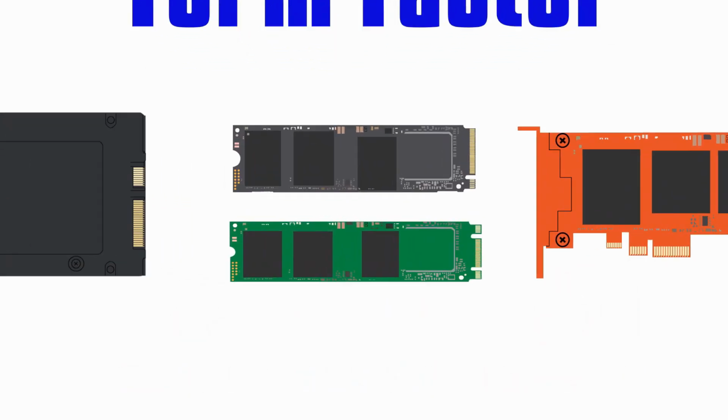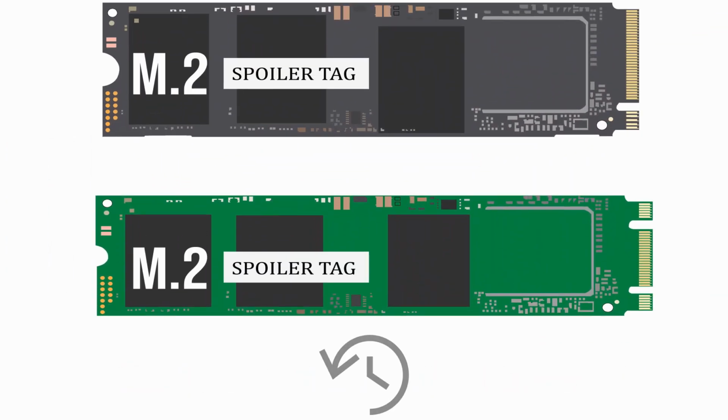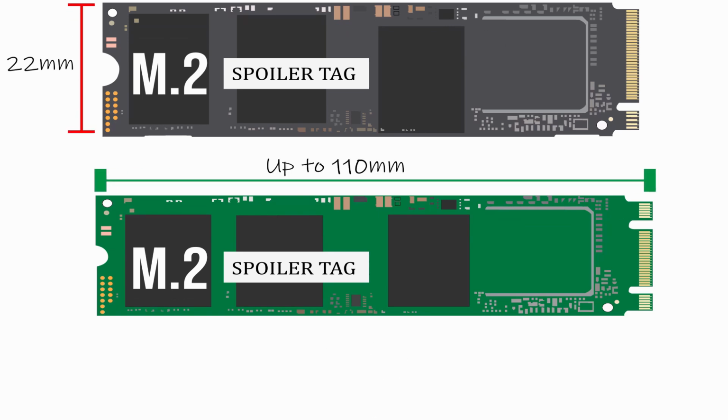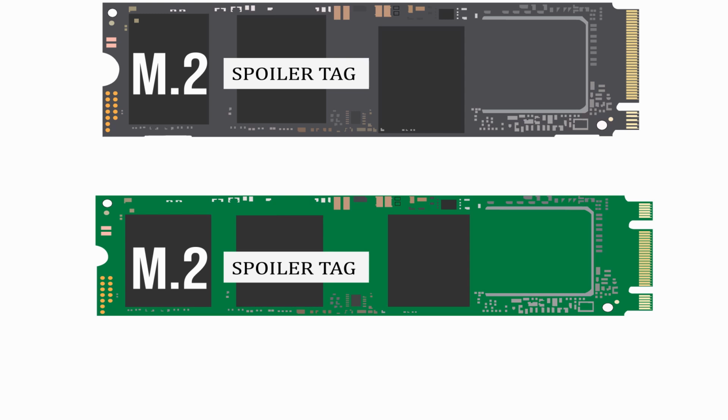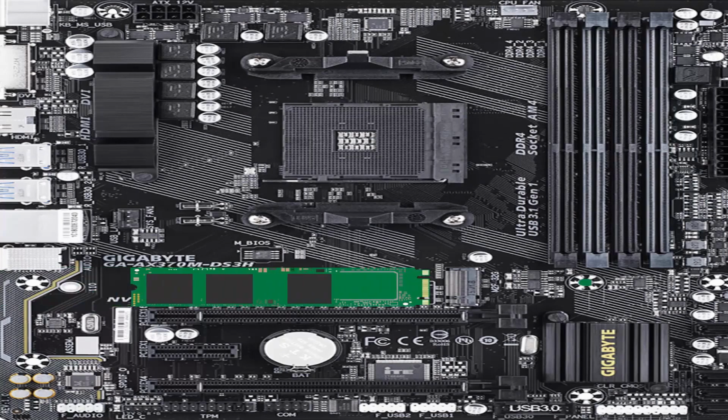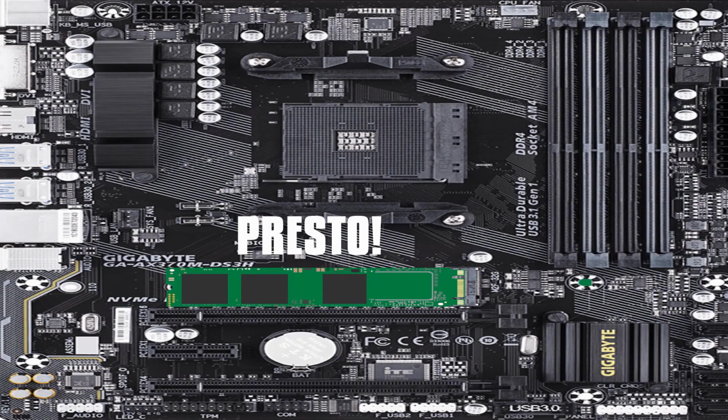Next up is M.2, a much smaller and much more recent form factor that measures 22mm in height and up to 110mm in width. Other than size, what distinguishes M.2 drives from their 2.5 inch counterparts is that they don't need any extra cables to work, as they can be installed directly into any motherboard with at least one M.2 slot.